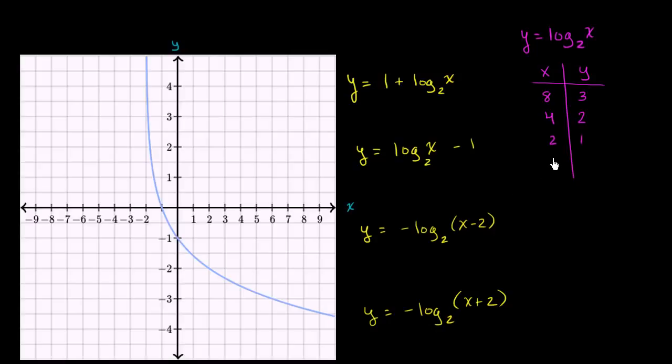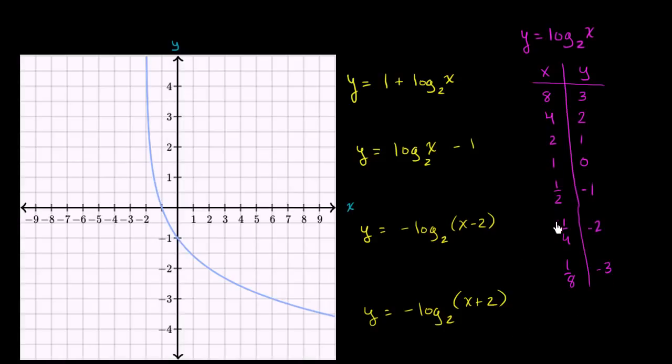Now let's think about when x is equal to 1. What do I have to raise 2 to get to 1? Well, I raise it to the 0th power. 2 to the 0th power is equal to 1. Now let's think about how we would get to 1/2. What do I have to raise 2 to get to 1/2? Well, 2 to the negative 1 power is going to be equal to 1/2. And I could keep going. What about 1/4? Well, 2 to the negative 2 power is 1/4. I could go to 1/8. 2 to the negative 3 power is equal to 1/8.